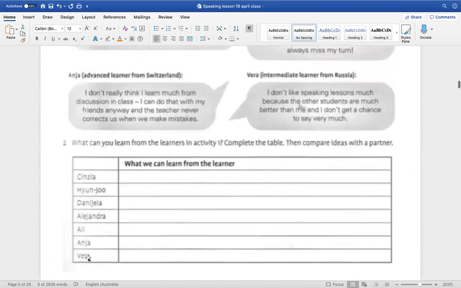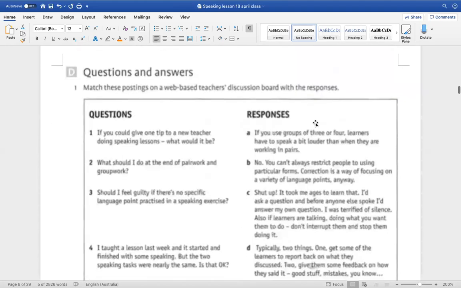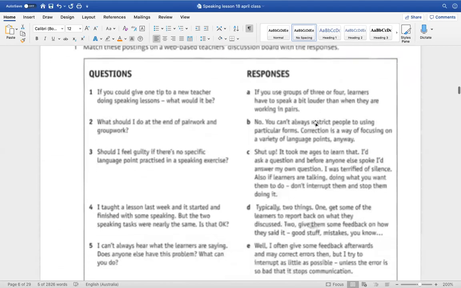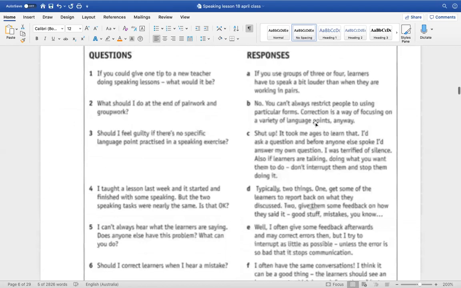Then we talked about challenges. So for example, this person, Vera, complained saying that the other students were better than her. She didn't have a chance to speak and what we should do about this, which we said more partner and group work. And then we had to match this, which I put the answers on WhatsApp. So for example, should I correct learners when I first hear their mistake? We said basically that give feedback.